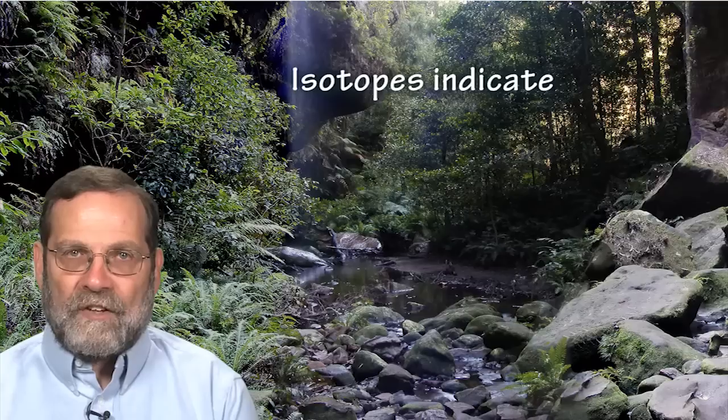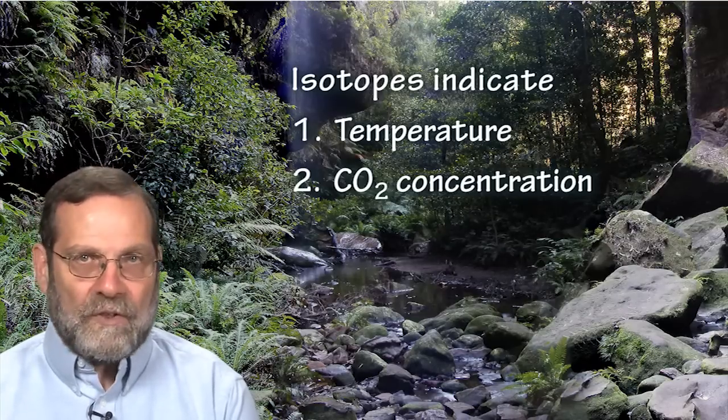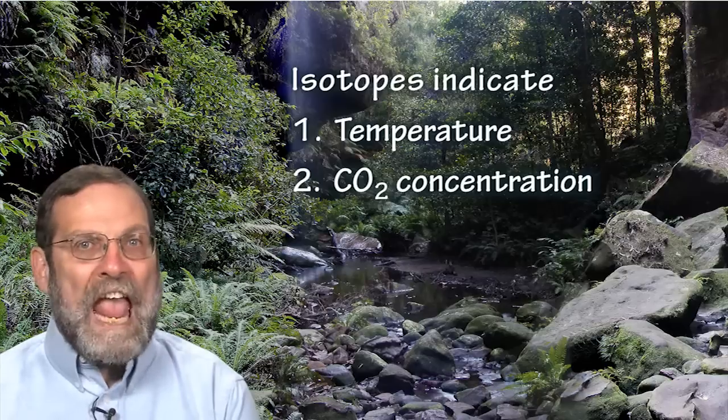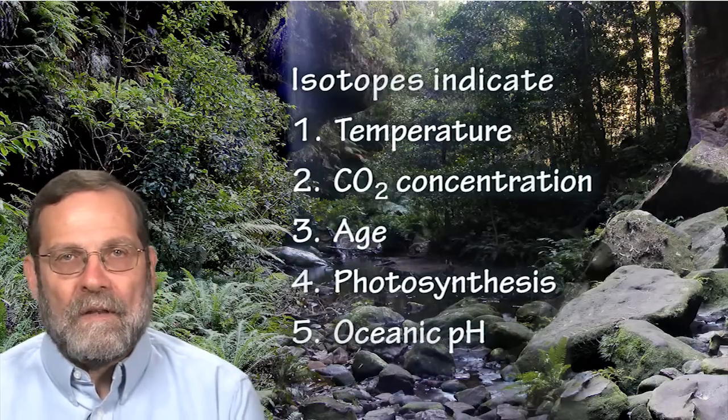Many proxy measures depend on chemical isotopes. Changes in the relative amount of various isotopes for a given element provide an estimate of temperature, atmospheric carbon dioxide concentration, age, photosynthetic activity, and oceanic pH.